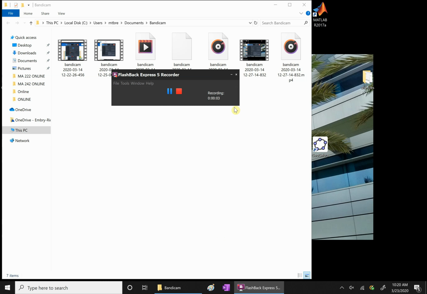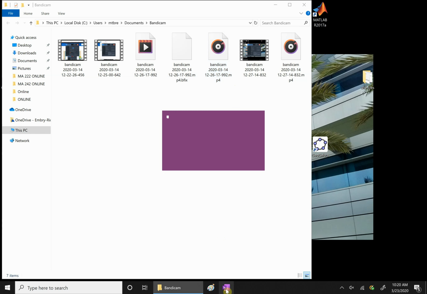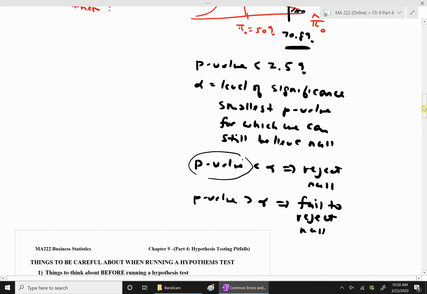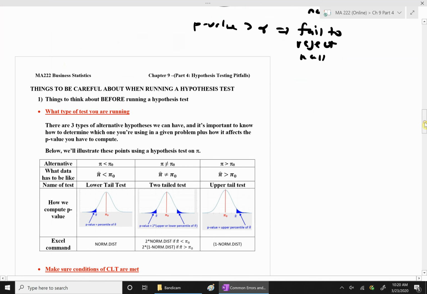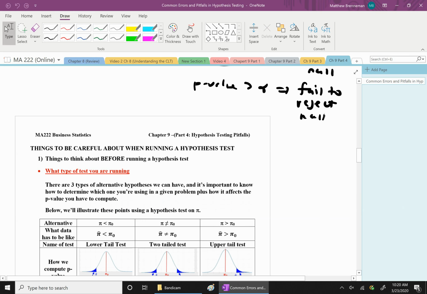So now that we have that overview under our belt, we're ready to begin to get into various sorts of pitfalls and errors we can have when we do hypothesis tests. One of the things that you have to do is make sure that you're aware of what type of test you're running. And this is a really basic mistake, and it's a really kind of fatal flaw, because if you make this sort of error, everything else is pretty much wrong.